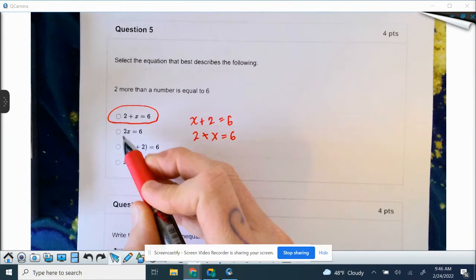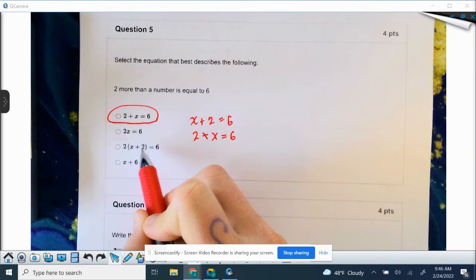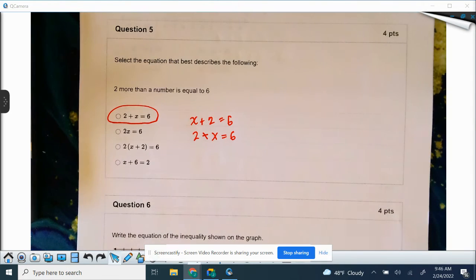That's 2 times x equals 6. This is 2 times x plus 2, or x plus 2 times 2 would be maybe the way they would put it, equals 6. And then x plus 6 equals 2. So that'd be 6 more than a number is equal to 2 for that last one, maybe.